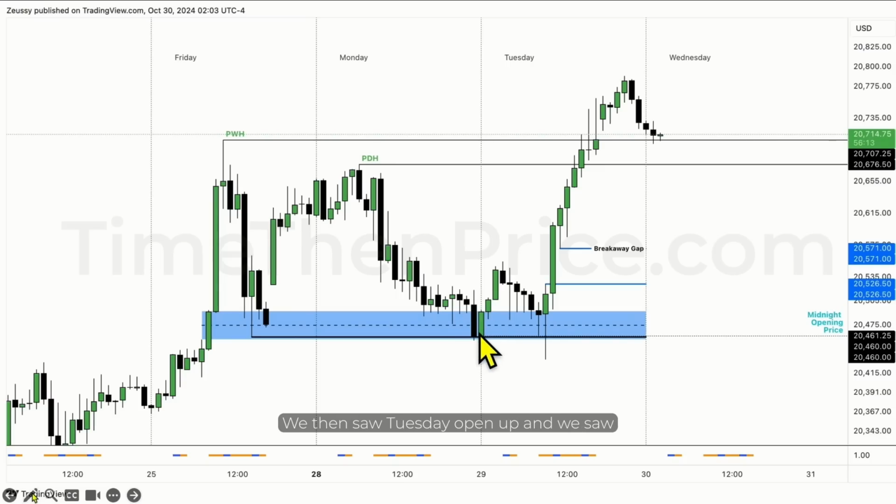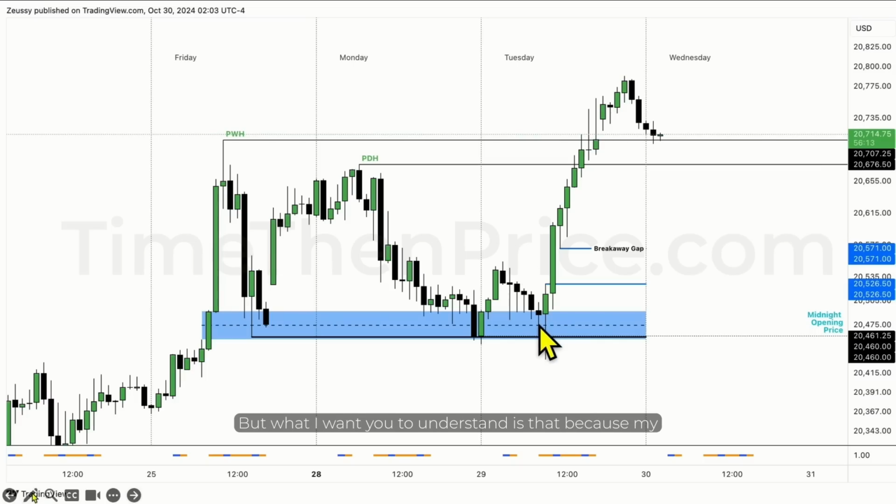We then saw Tuesday open up and we saw the market initially begin to run higher. It then began to drop lower and we saw the market drop below that midnight opening price right here and below the Asia low, which is this low right here. Therefore, what I was anticipating is that the drop below the Asia low and below this previous hourly candle was manipulation. Why? That's something I will share with you on the lower time frames in a bit.